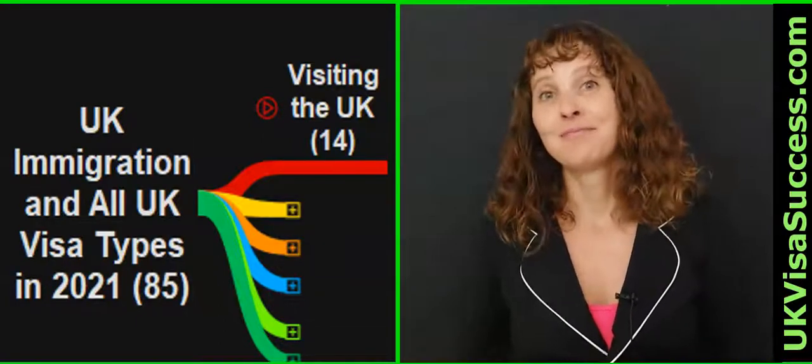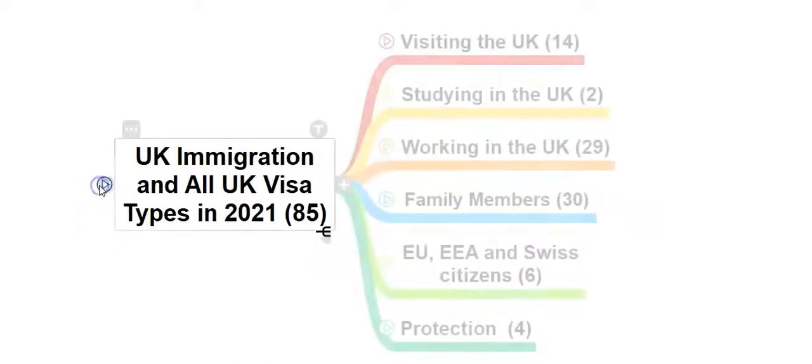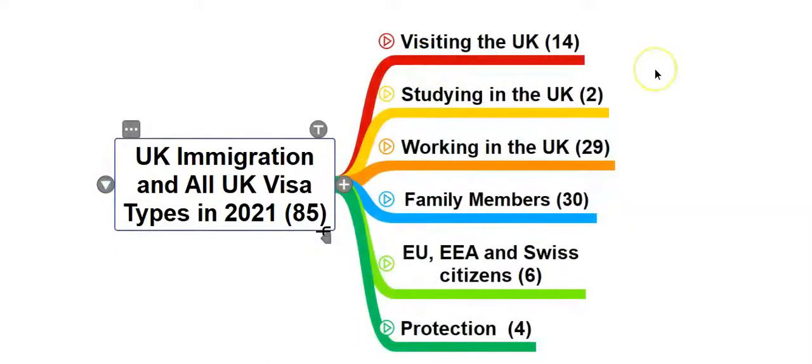So let us begin. There are so many UK visa types that I decided to divide them into 6 main categories. So there are visas for those who would like to visit the UK and to be here on a very temporary basis. And then we have visas for students, for those who would like to study here in the UK. We have a great variety of visas for those who would like to work here in the UK. And we also have a number of visas for family members.